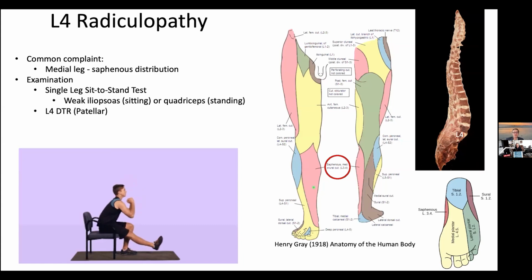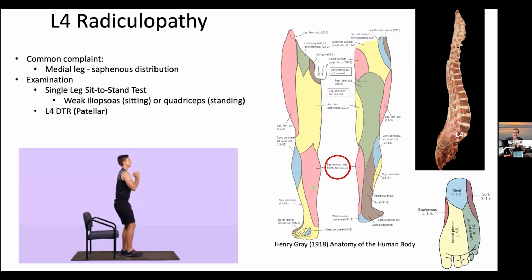Because the quadriceps receive a large motor contribution from L4, this test is going to demonstrate weakness in the muscle group as well as in the iliopsoas that wouldn't be there if it was a saphenous neuropathy. Now, obviously, it goes without saying that if the L4 radiculopathy is a purely sensory syndrome, this DTR and the sit-to-stand test aren't going to show any deficits.